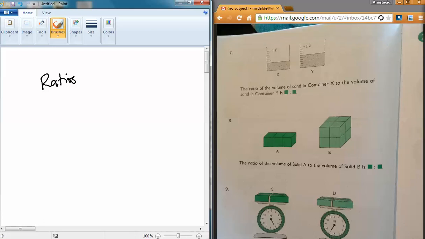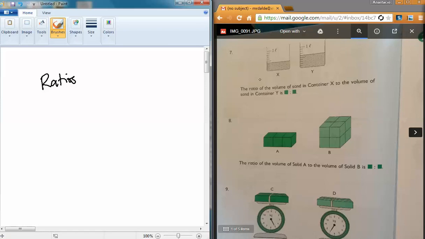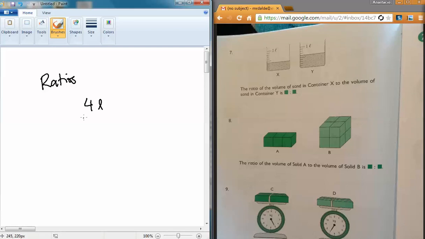And so all you do is, this is saying container X to container Y. So it looks to me like the volume of container X is 4 liters, and the volume of container Y is 6 liters. It's a little hard to see that thing.